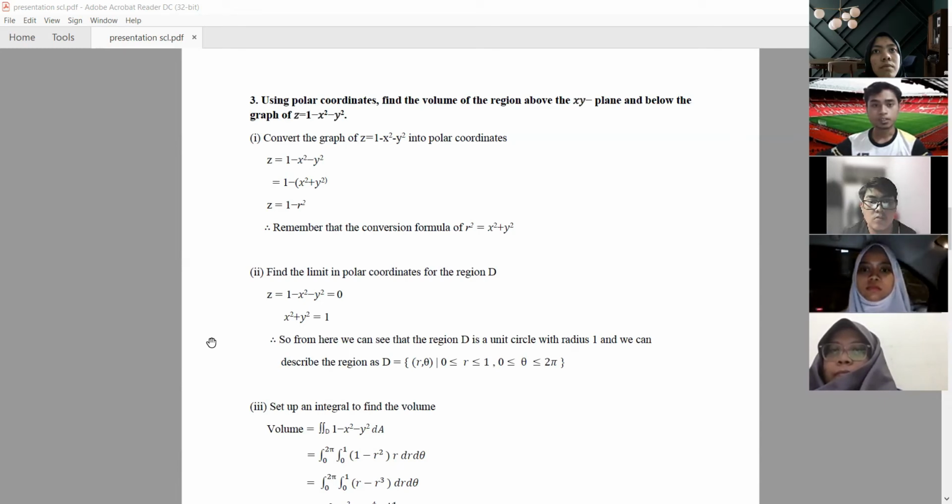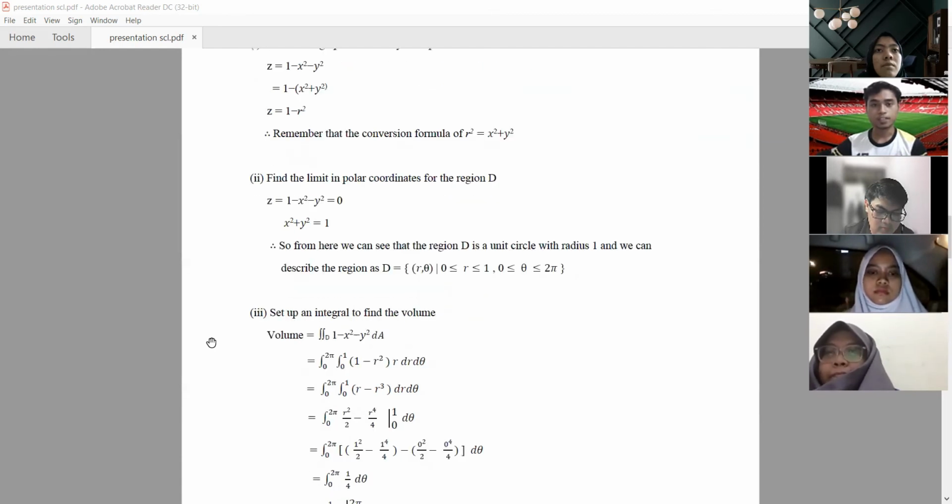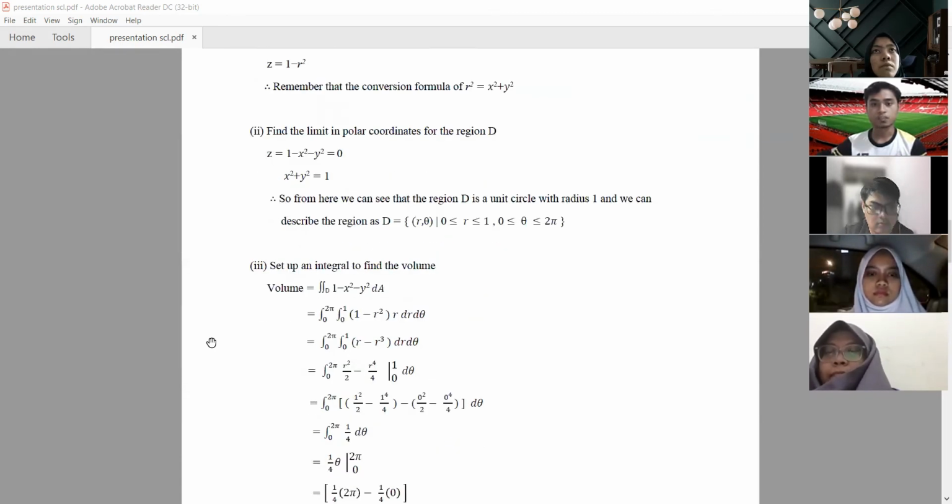So in the first step, we use r squared equals x squared plus y squared. We replace x squared plus y squared in z equals 1 minus x squared minus y squared, and then we get z equals 1 minus r squared. In the second step, we find the limits in polar coordinates for the region D. Set z equals 1 minus x squared minus y squared equal to 0.